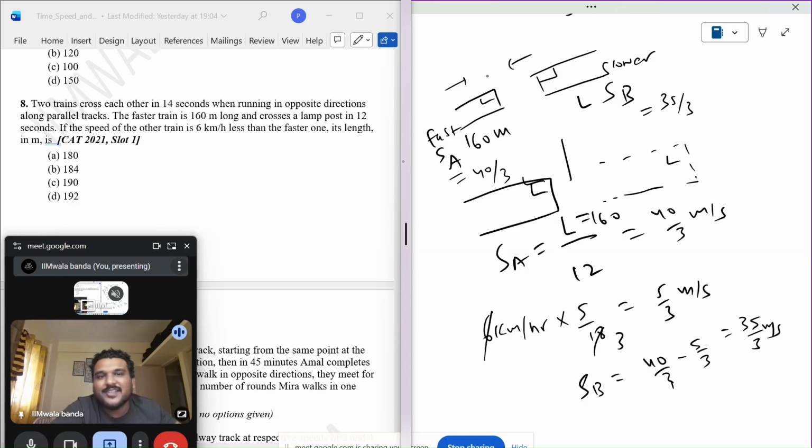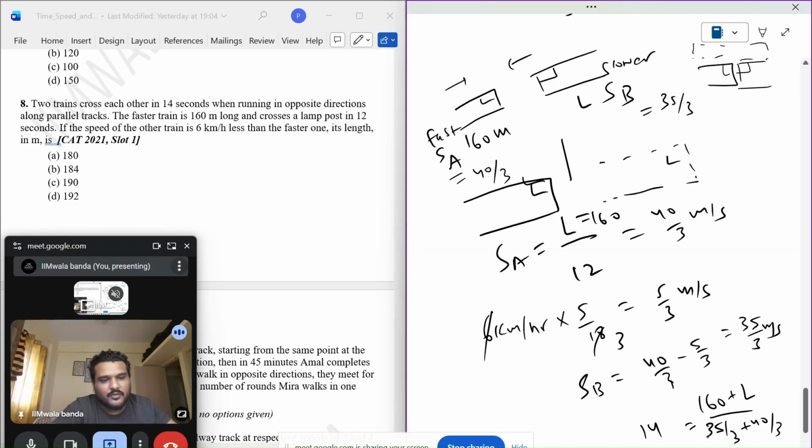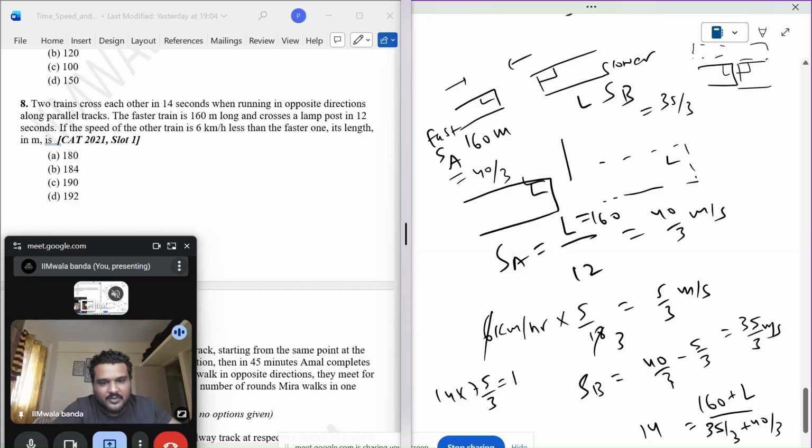Yeah, so they are crossing each other in 14 seconds. So when two trains are crossing each other, they have to cover each other's lengths to completely cross each other. So it will be L1 plus L2. So 160 plus whatever the length is, upon the speed, and the speed will get increased because they're coming towards each other. So they will be crossing each other very fast. So 35 by 3 plus 40 by 3. This is their common speed, and this is the time taken by them to cross each other. So 75 by 3. So this is 14 into 75 by 3 is equal to 160 plus L.